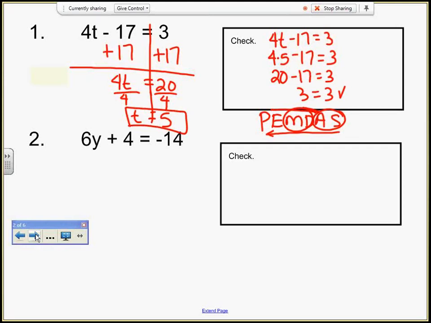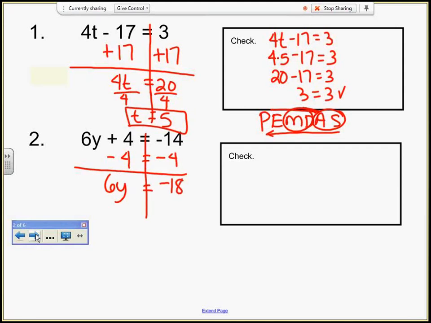Let's try this one. I've got 6y plus 4 equals negative 14. So I'm working backwards in PEMDAS. I'm going to do my addition and subtraction first. So let's see. Minus 4. So I end up with 6y, and then just plus 0, because that's what I'm going for. I'm trying to get y isolated, equals negative 14 minus 4 is negative 18.